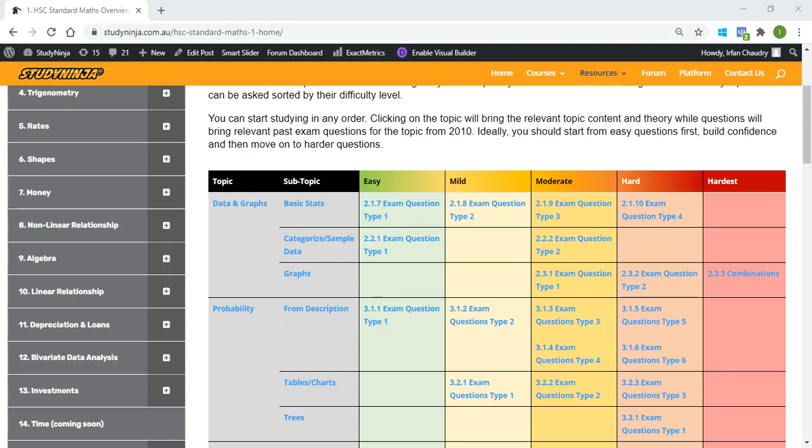Hello everyone. In today's video, I'll be talking about Standard Maths Exam 2019, question number 20. This question came from the topic of probability, and it was from this question type 3. So let's go here on our study matrix from StudyNinja.